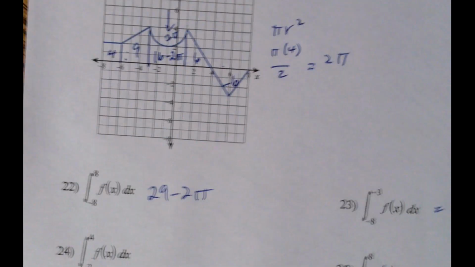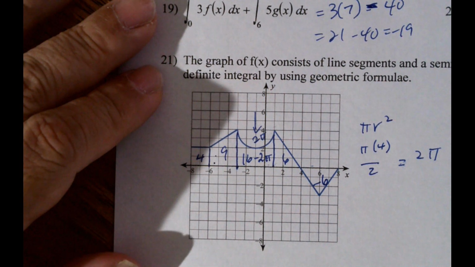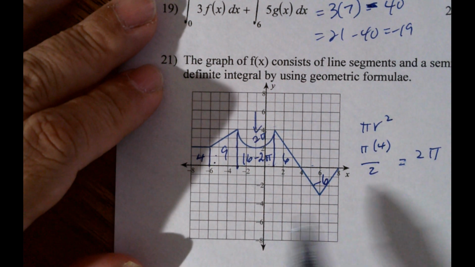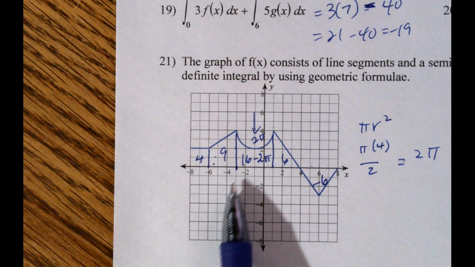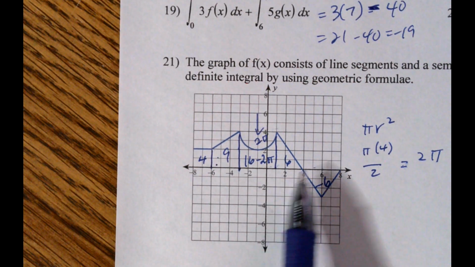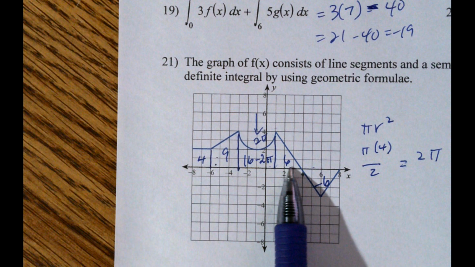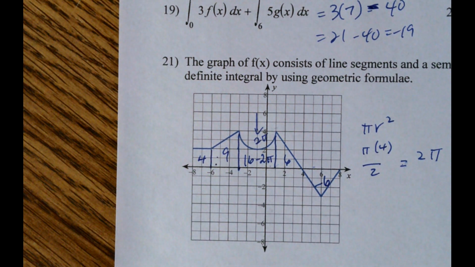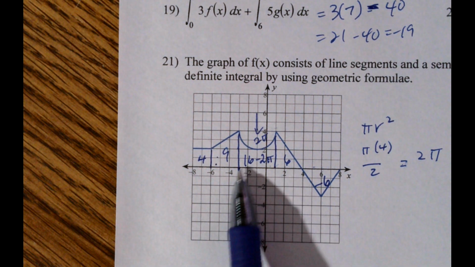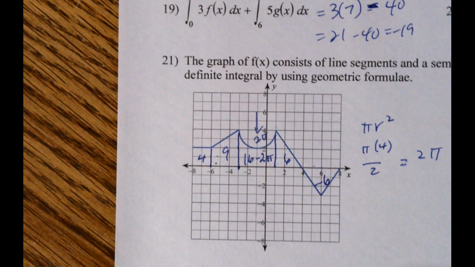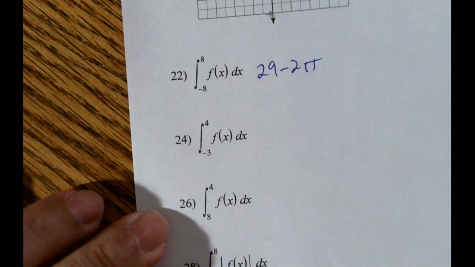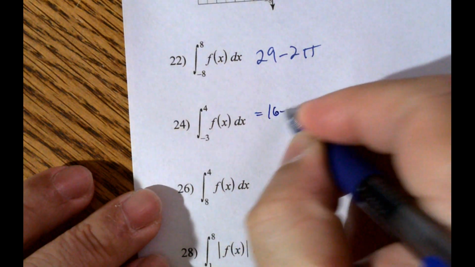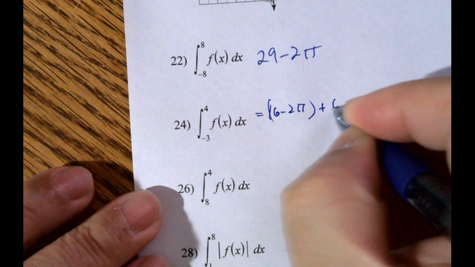Yeah. And 24 is 4 to negative 3. All right, so, yes, I'm not consistent the way I say it. So here's negative 3 all the way up to 4. So we're looking at this region plus the 6. So 16 plus 6. Wait, it says 4? No. All right, I read it wrong. So negative 3 to positive 4. 16 plus 6 is 22 minus 2 pi. So that's 16 minus 2 pi plus 6, so that's 22 minus 2 pi.